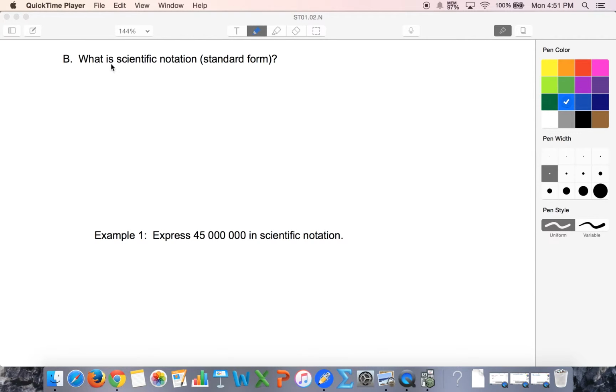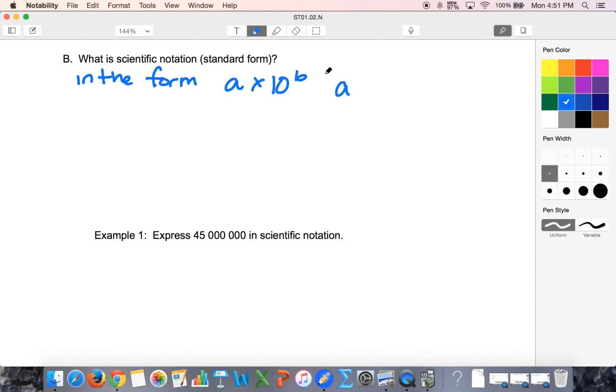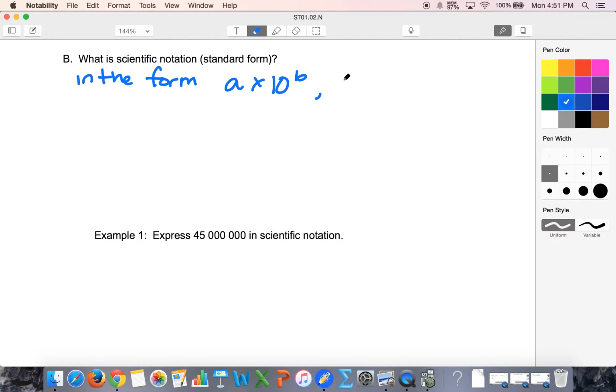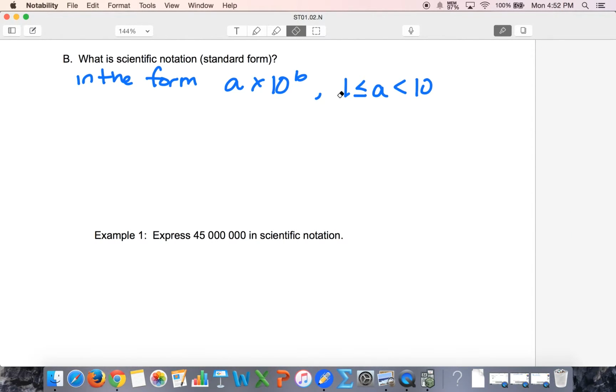Most of the time, they're going to give you hints about scientific notation and what it is. The way they're going to give you hints is that they're going to tell you that these are numbers in the form of a times 10 to the b, where a is a number that's between 1 and less than 10. So they're going to write that as 1 less than or equal to a less than 10. So this means a is any sort of real number.